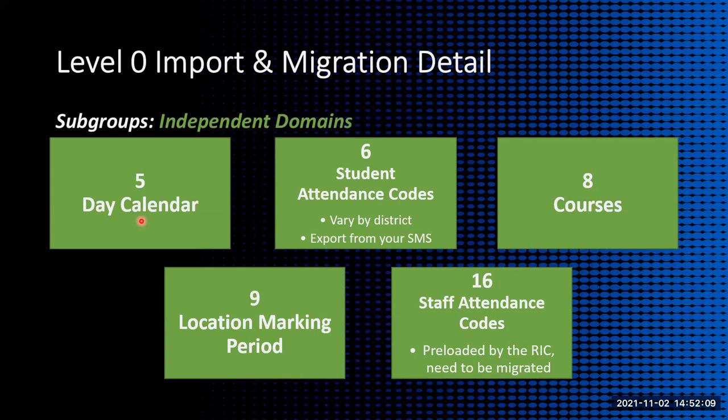The next couple of independent domains are student and staff attendance codes, numbers 6 and 16 on the hierarchy list. These domains must be migrated before the attendance records for their specific groups. Student attendance codes vary by district and are exported from your student management system. They tend to be fairly stable and typically do not need to be imported during the school year. But never say never, it can happen.